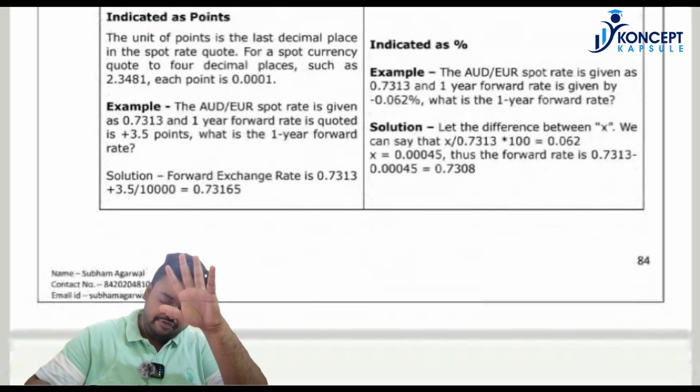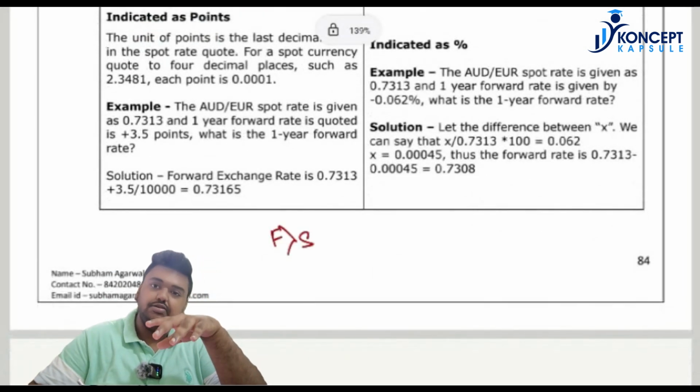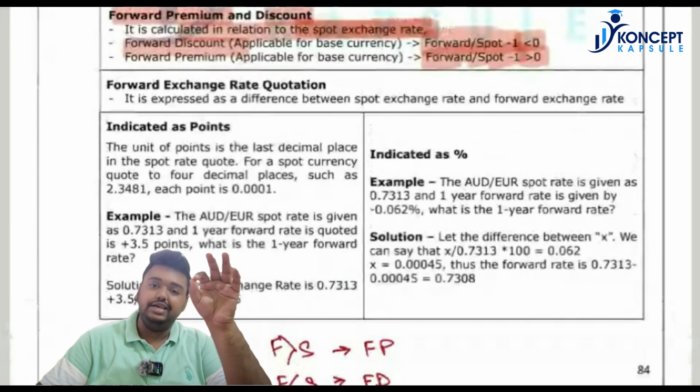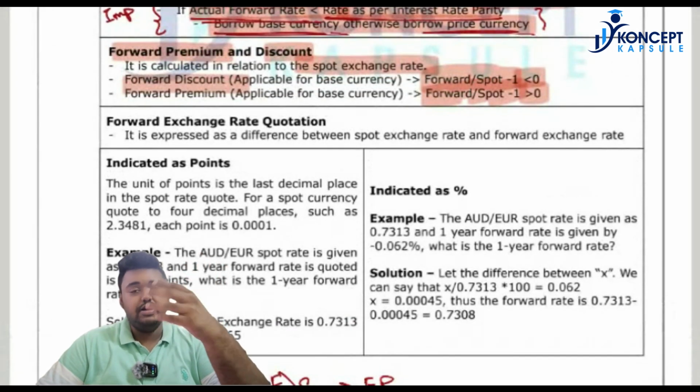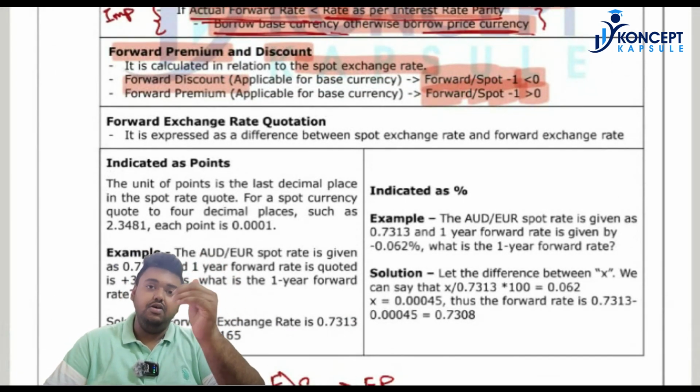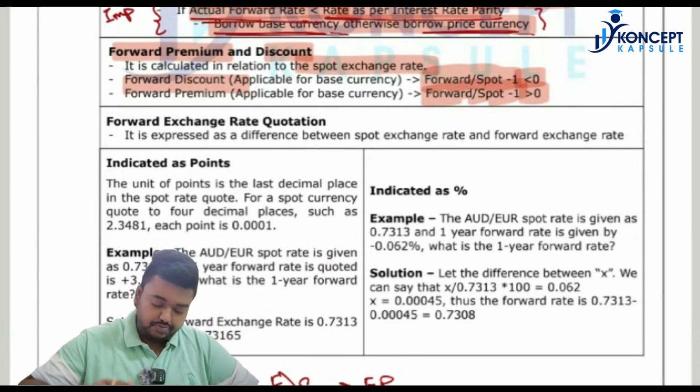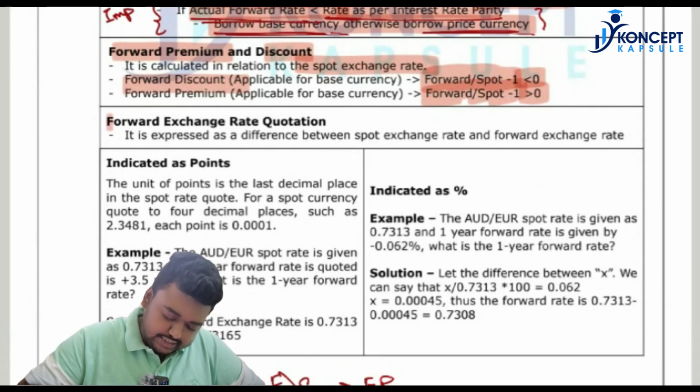Simple as that. If forward is greater than spot, then it is forward premium. If forward is less than spot, it is forward discount. You don't need to think anything else. Forward premium means forward is in premium. Forward discount means forward is in discount. Simple as that.